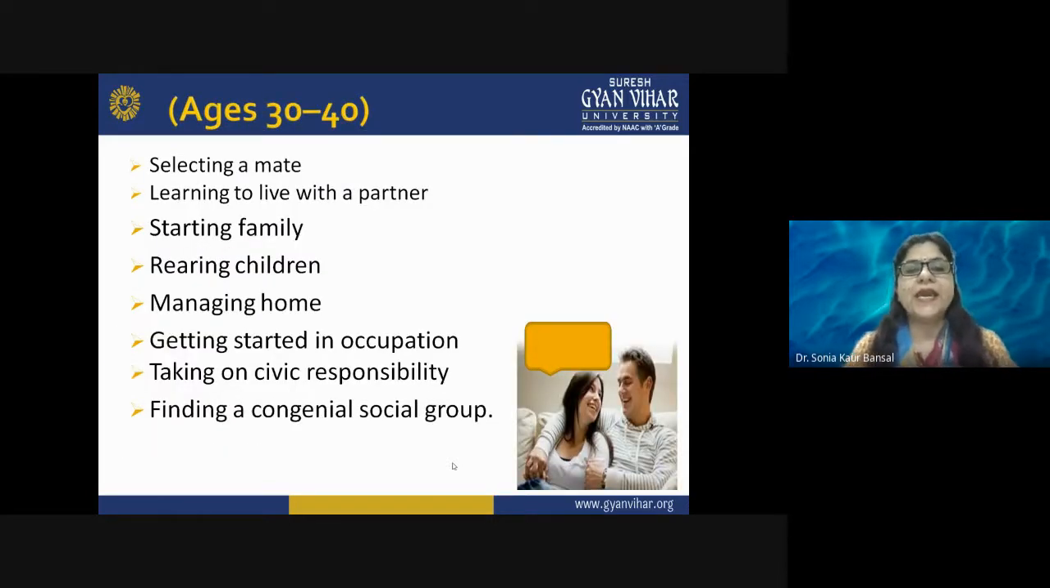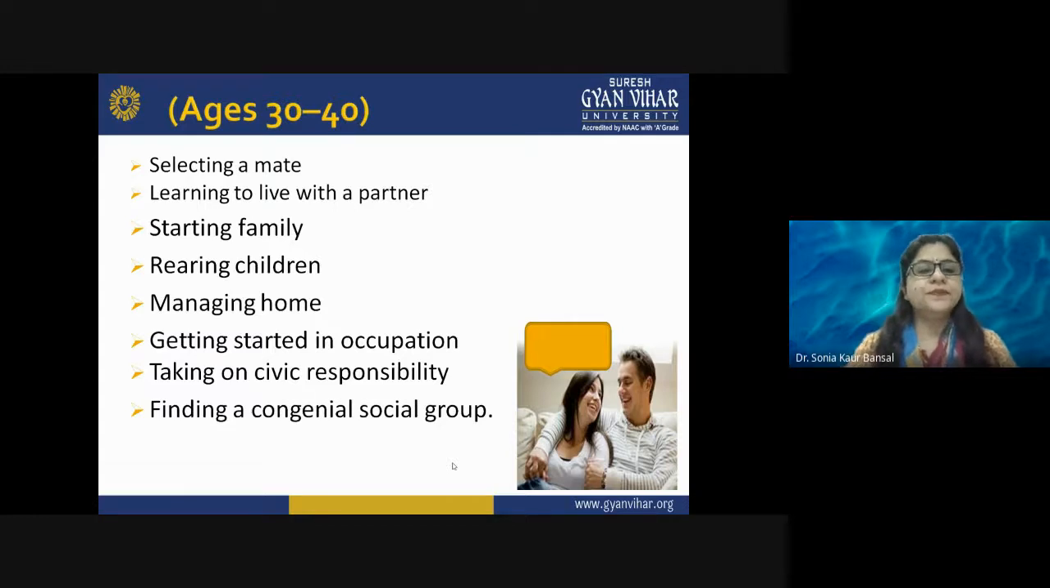Now, let's understand about age 30 to 40 years. What is expected from the human being to do. Developmental tasks given by Robert Havighurst clearly indicate that this should be done: selecting a mate, learning to live with a partner, starting a family, rearing children, managing home, getting started in occupation, taking on civic responsibility as well, finding a congenial social group. These are all the tasks, students, which must actually be learned while the human being is in the age of 30 to 40. So these developmental tasks must be done in this age only. If it is getting delayed, then the rest of the life will also get affected.